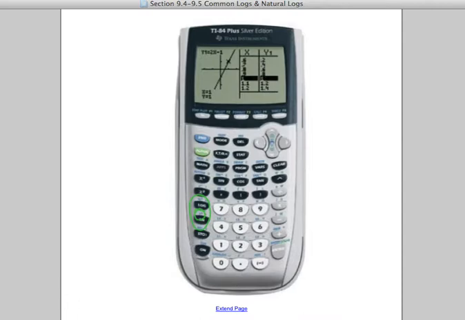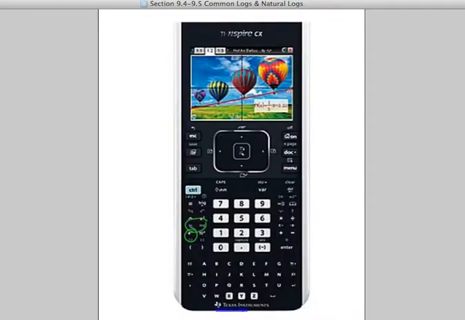So this means you're going to need a calculator, and if you don't have one, I would highly recommend using one while we go through the notes today. So pause this, go ahead and get a calculator, and then come back.